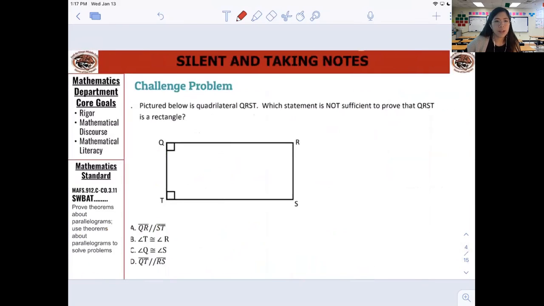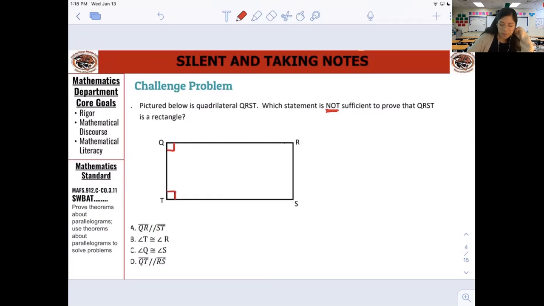Pictured below is quadrilateral QRST. Which statement is not sufficient to prove that QRST is a rectangle? So this one's a little hard because we're trying to figure out which one's false, like which one would not help us. Well, what do we know so far about this particular rectangle? We know it's a quadrilateral, and we only know about two of them though.